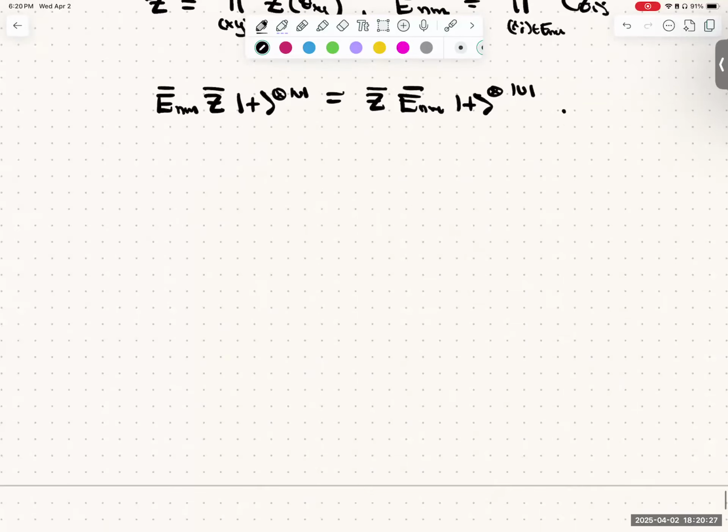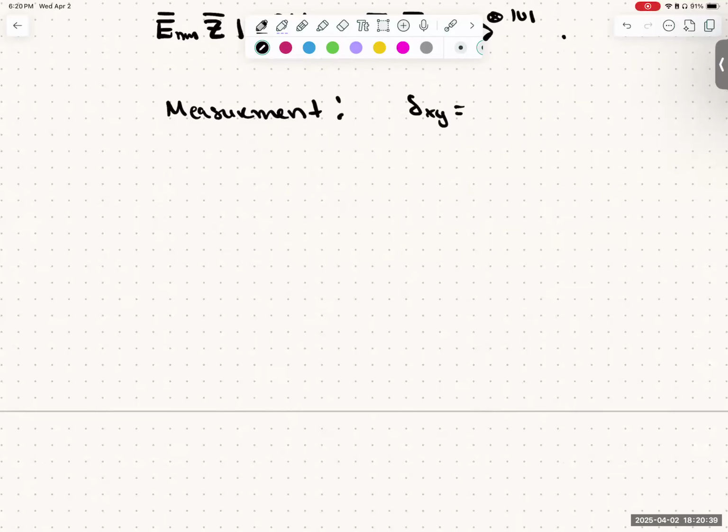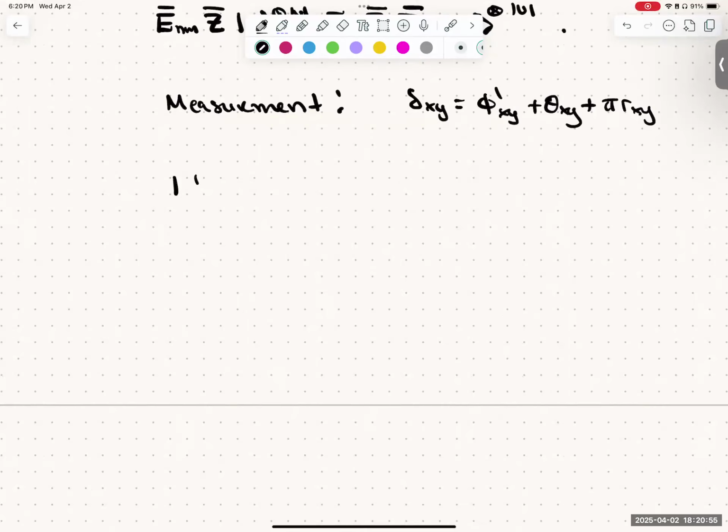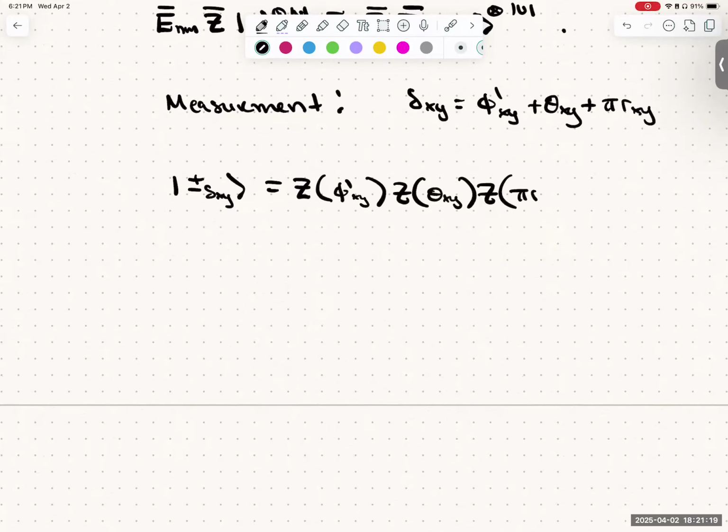So when Bob performs a measurement in angle delta_xy equals phi prime_xy plus theta_xy plus pi r_xy, what does that mean? If I had plus-minus delta_xy, this is going to be equal to, because for Z rotations the angles just add up, meaning the Z operators just multiply, phi prime_xy Z, theta_xy Z, pi r_xy Z acting on the plus state.